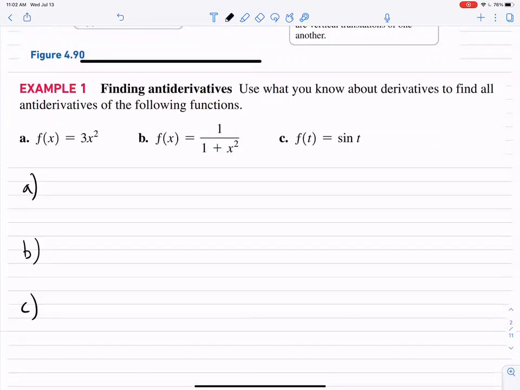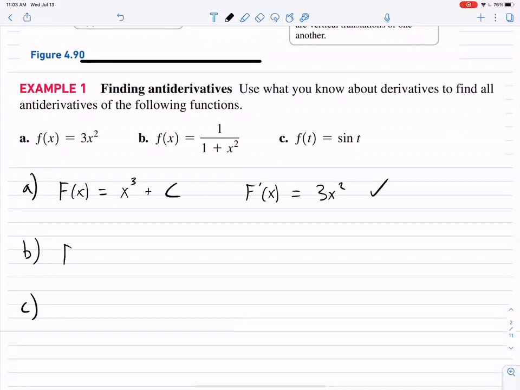So find all the antiderivatives, capital F of x. So what function's derivative is 3x squared? Well, x cubed. But we need all of them, and so we add an arbitrary constant. And then let's just double check. If you take the derivative of that, the derivative of that is 3x squared. So check, it works out.